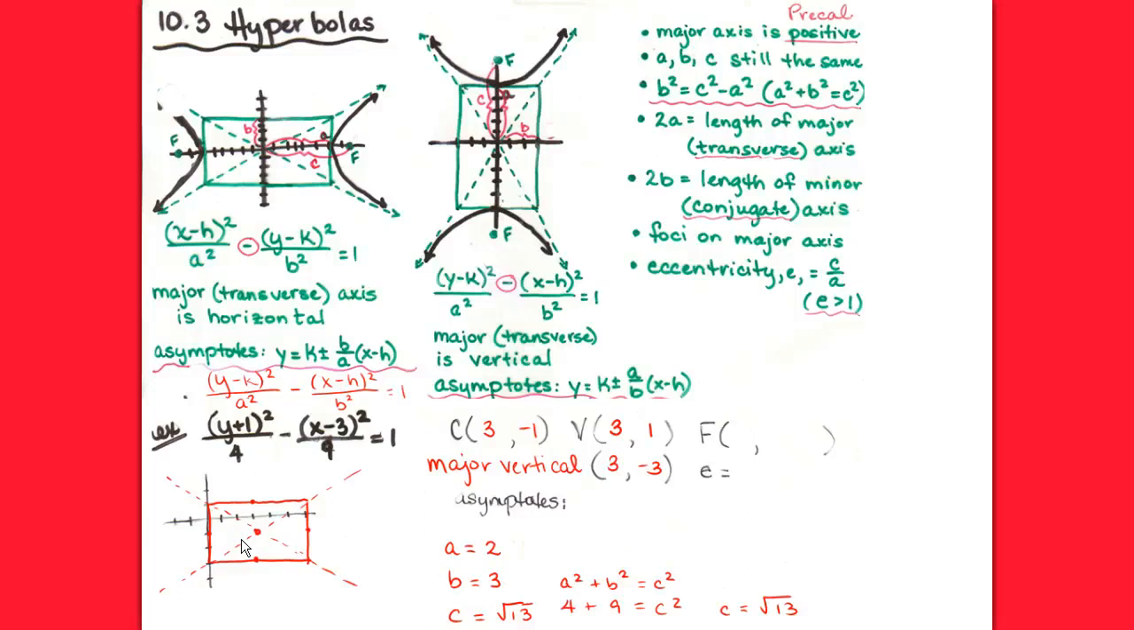Okay, so when I go to draw my hyperbola itself, I'm going to start at the vertex and approach the asymptote. So remember, I had vertices at 3, 1 and 3, negative 3. So I'm going to start right here at 3, 1, and I'm going to draw this so that it approaches the asymptote. Same thing, I'm going to start down here at my vertex of 3, negative 3, and draw that so that it approaches my asymptote.